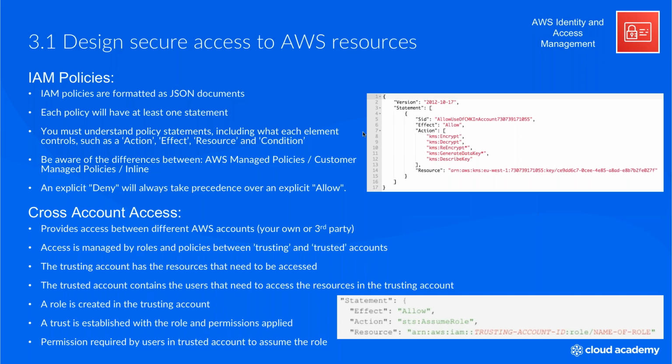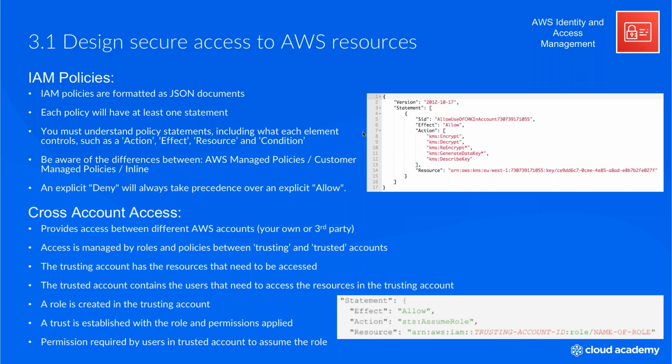So the action defines which API calls are being applied to the policy. The effect is the element that can either be set to allow or deny access to the APIs that are defined in the actions. And the resource element specifies the actual resource that you want the action and effect to be applied to. This is typically an ARN of a specific resource. So make sure you have a grasp of the differences between AWS managed, customer managed, and inline policies as well. There's a number of different types of policies and how they can be applied, and you need to know the difference.